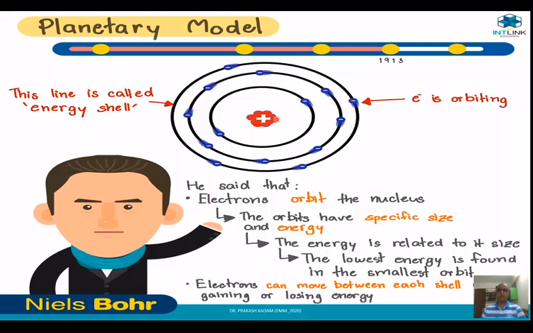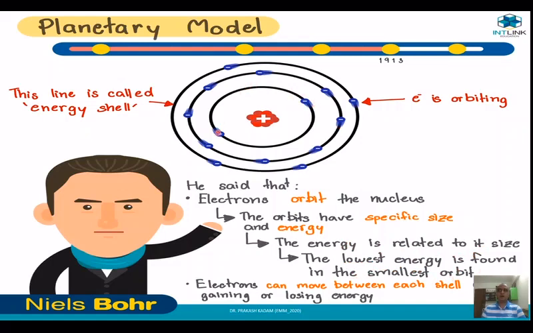The energy binds the protons and electrons together, so the nucleus and electrons are bound with energy. Each orbit has a specific size and energy. Energy is related to its size, and the lowest energy is found in the smallest orbit.